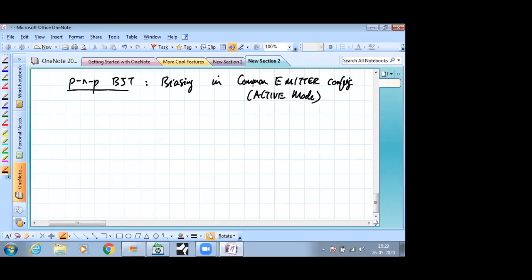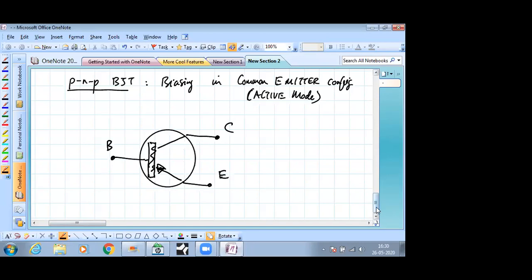So common emitter configuration, as I told you, means that the emitter is grounded. Whichever pin is grounded is called the common pin. So here the emitter is the pin which is grounded, but this time we are dealing with the PNP. So the emitter is the P-type semiconductor, this arrow here looks like this, and the base is the N-type semiconductor. Collector, base, which is the N-type semiconductor, and emitter, which is the P-type semiconductor.